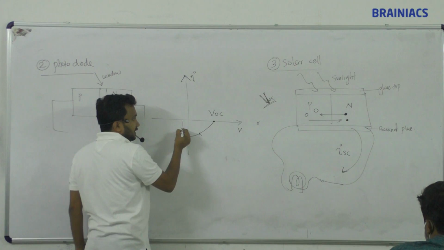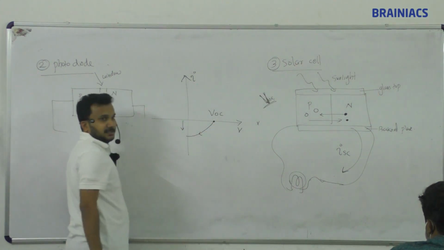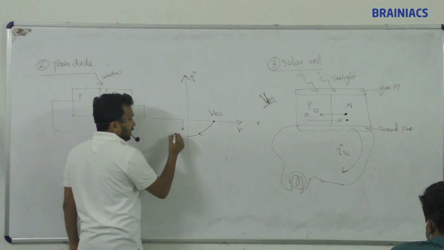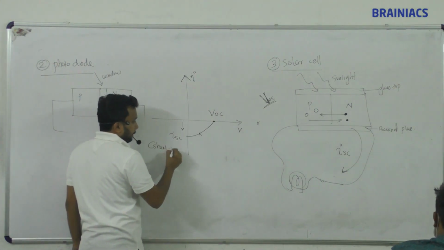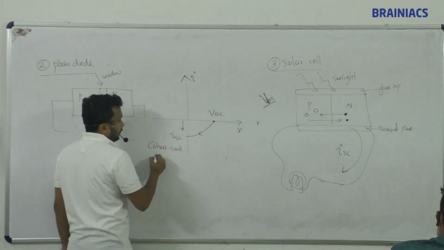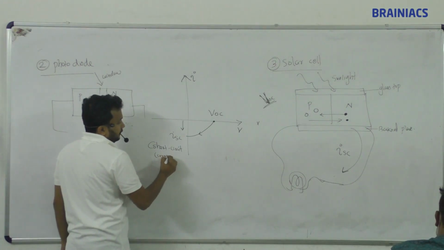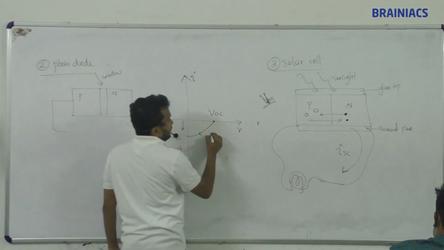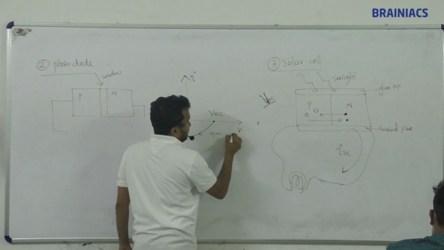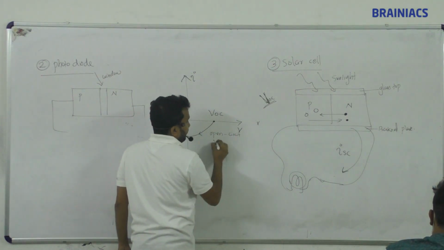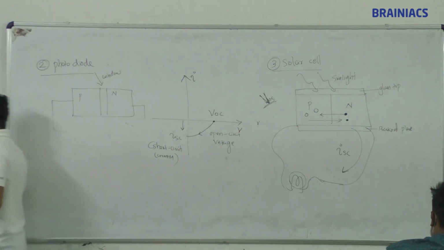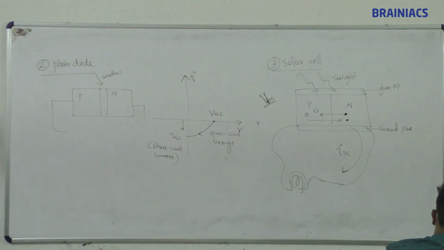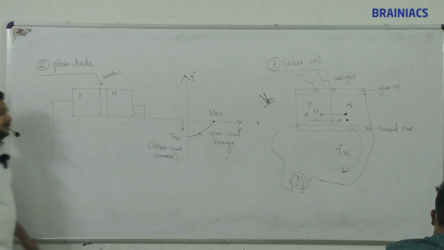The current increases, voltage is reducing, and this current is called ISC, short circuit current. This is called open circuit voltage. Very very important, this graph. Open circuit voltage and short circuit current.